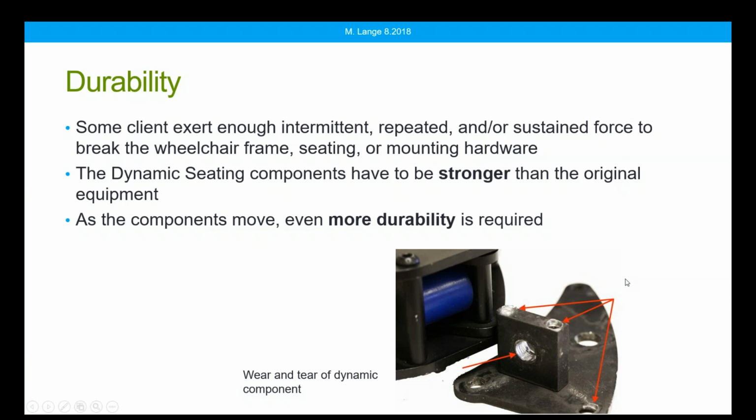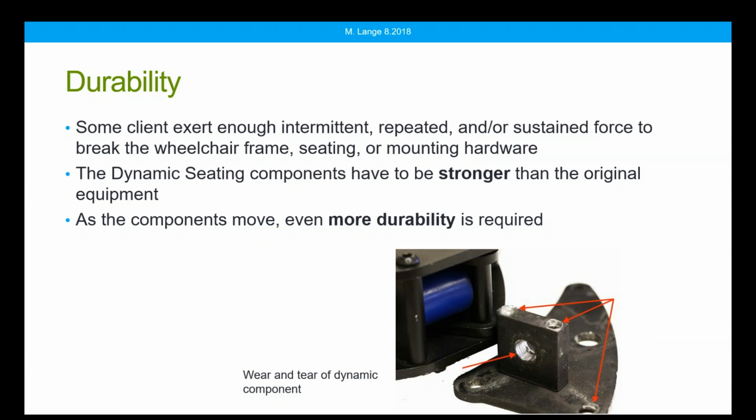This is an example of a dynamic component that unfortunately wasn't durable enough for a client that had a lot of force. They have trashed this out. So they have rounded out, enlarged various holes on here. Some of these have been quite distorted as a result of the forces that were exerted. So it's important to keep in mind the durability of the component itself.